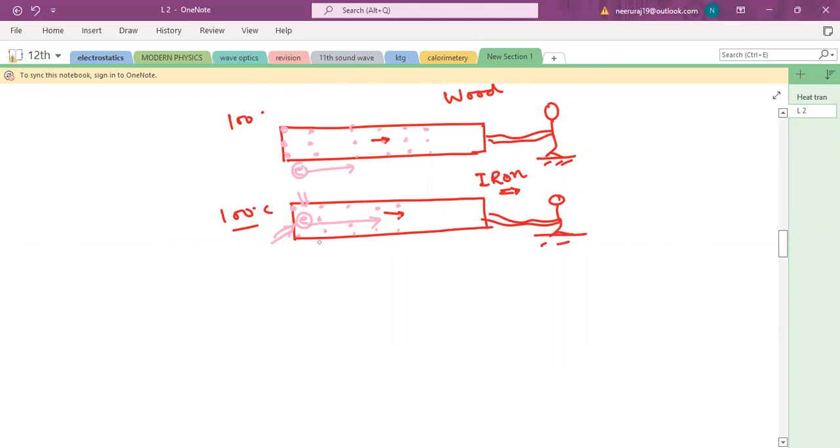So free electrons are more in metal in comparison to an insulator. That's why K for metals is more than K for insulators. And the reason is the free electrons.